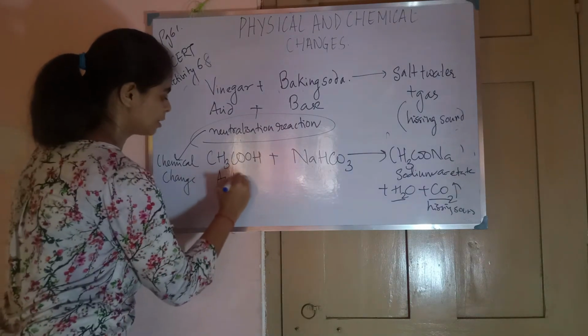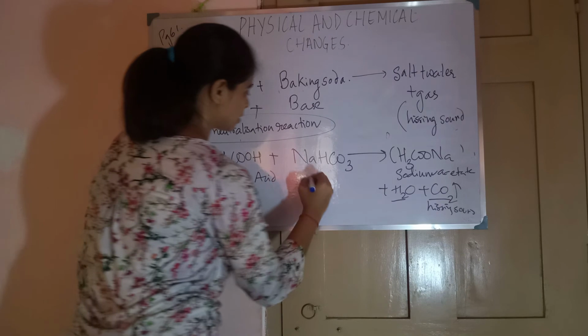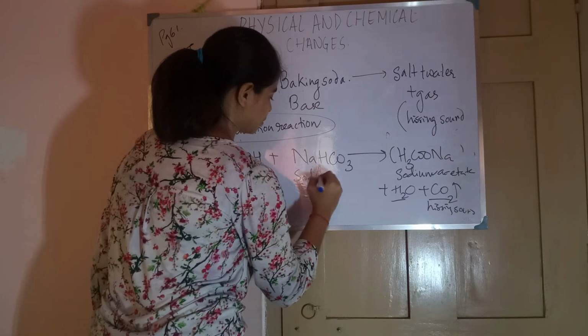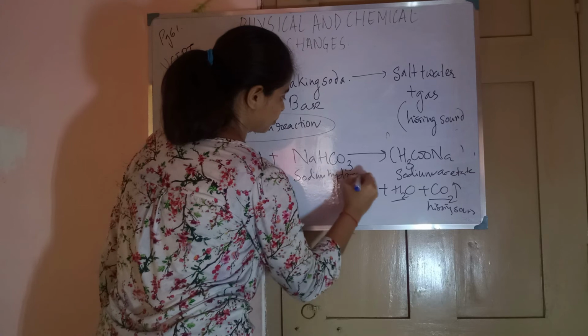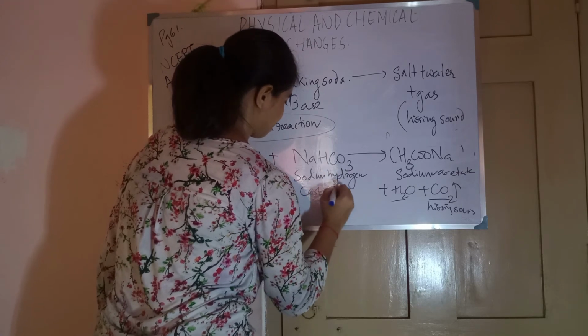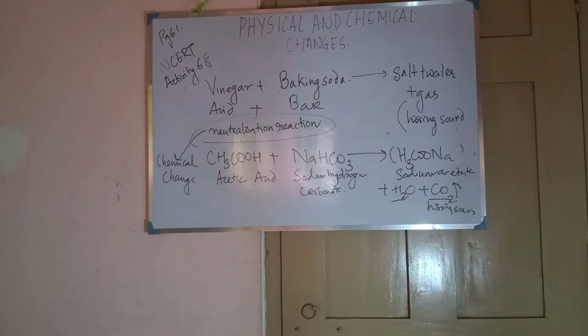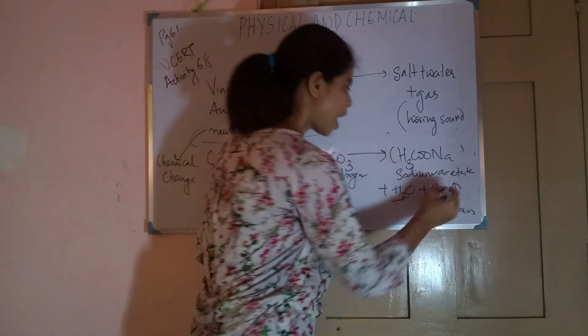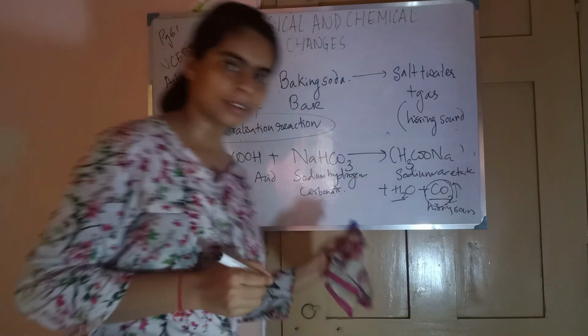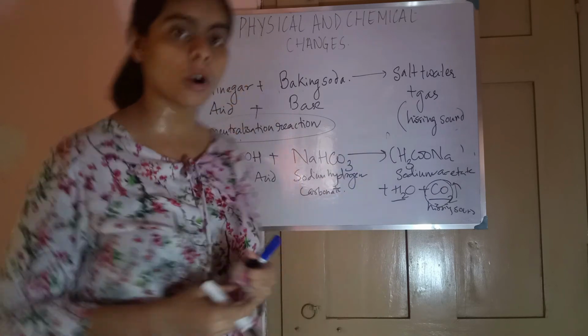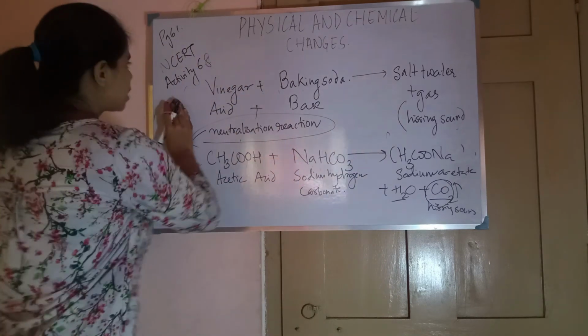This is acetic acid and this is sodium bicarbonate, sodium hydrogen carbonate. So this is what is actually happening when you react vinegar with baking soda. You get a gas which produces a hissing sound, and bubbles will form when the reaction happens. Now they are saying that when you pass this gas to another container containing lime water, what will happen? So let's see what will happen.